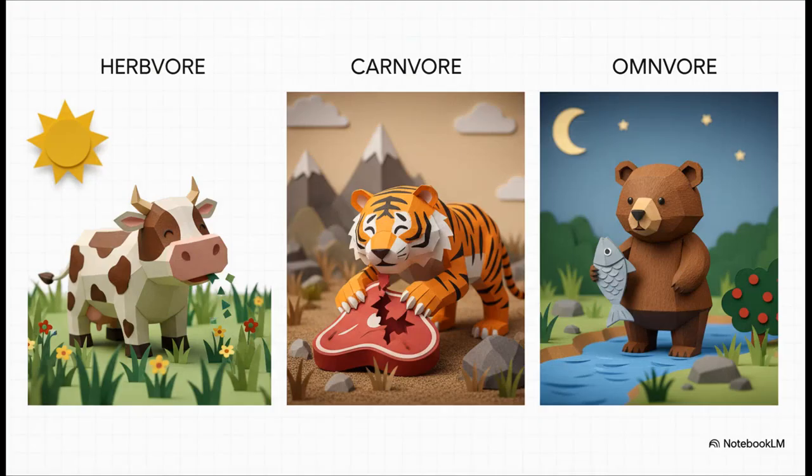And consumers aren't all the same, of course. They come in a few flavors depending on their menu. You've got your herbivores, those are the plant eaters, like a deer. You've got your carnivores, the meat eaters, like a lion. And then there are the omnivores, who aren't picky, they eat both plants and animals. Sound familiar? Yep, that's us.